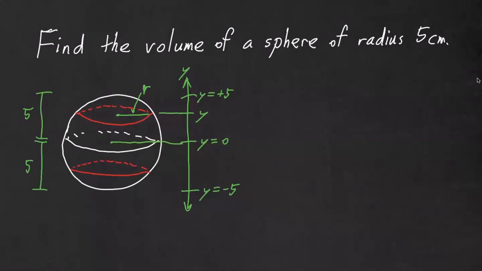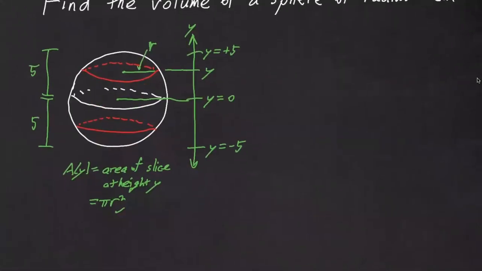And we would like to find the radius as a function of the height, right? So again, we're going to find A of y. A of y is the area of the slice at height y. And it's pi r squared, where r is also a function of y, where r is the radius of the slice at height y.